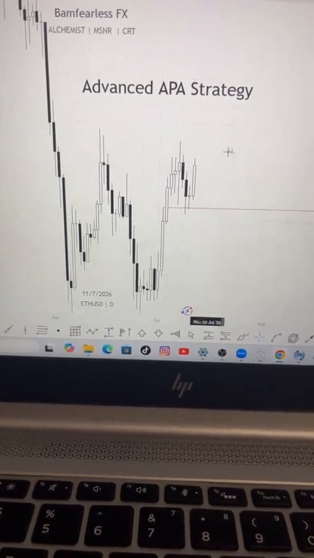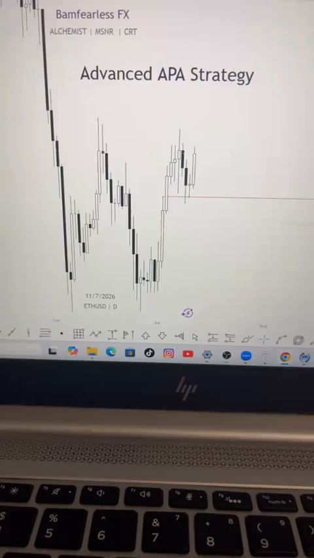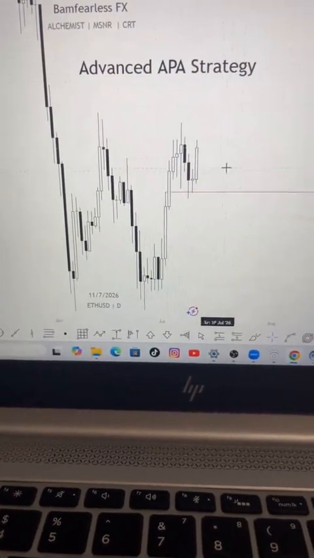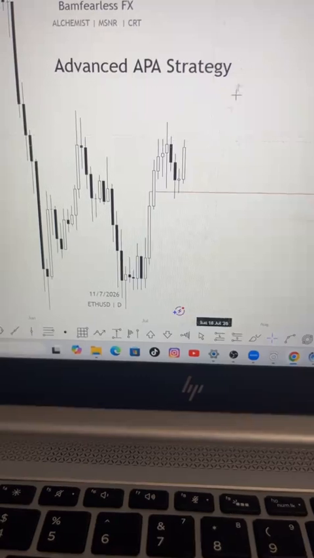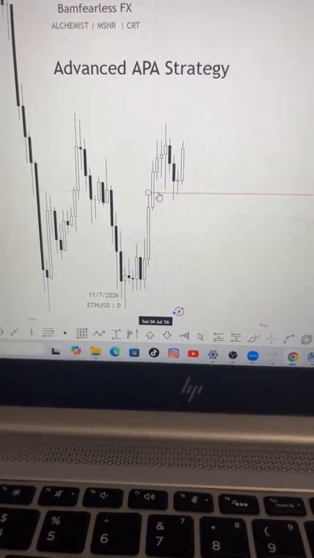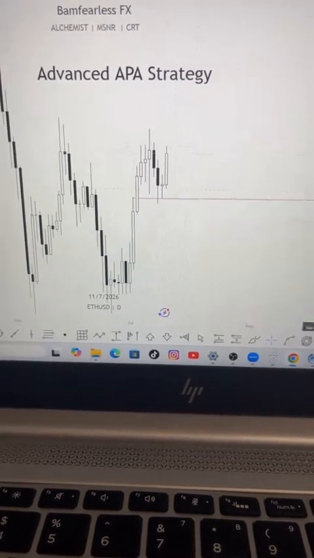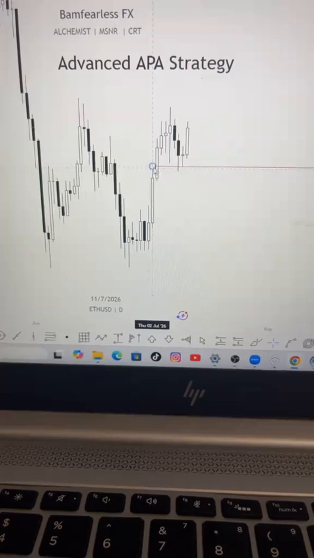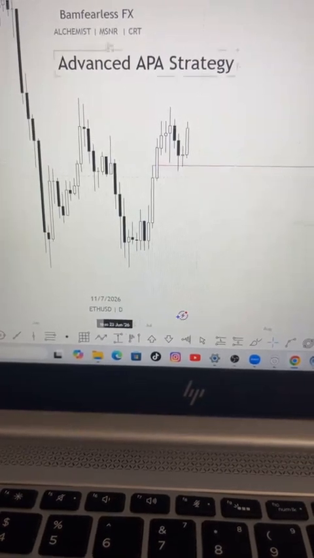Now let me take you step by step through how I got my entry on the ETH USD daily time frame using the advanced APA strategy. What I did is, I found this RBS on the daily time frame.